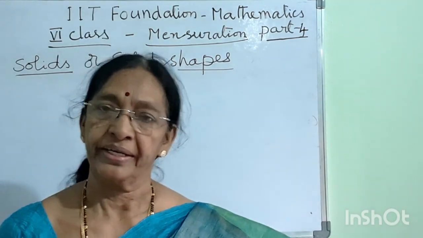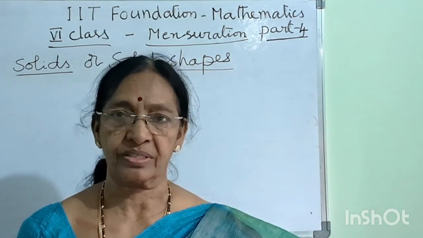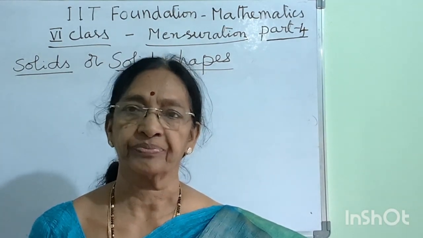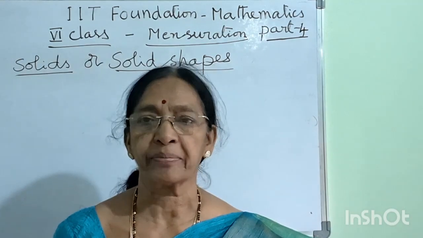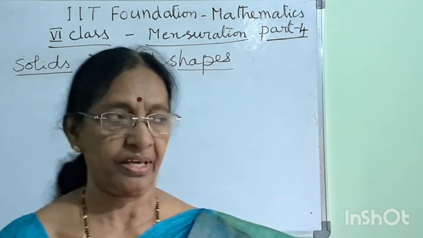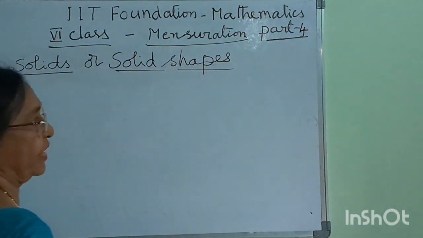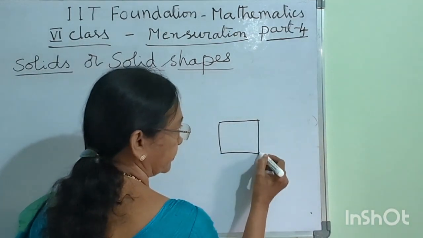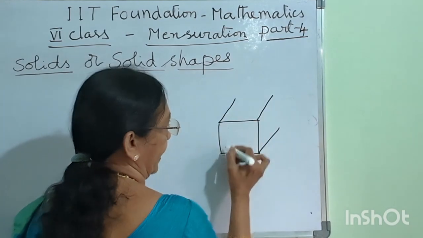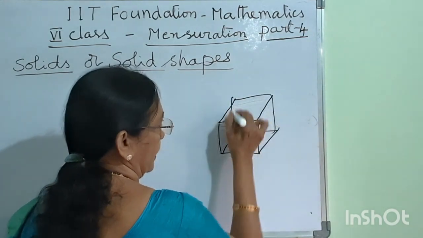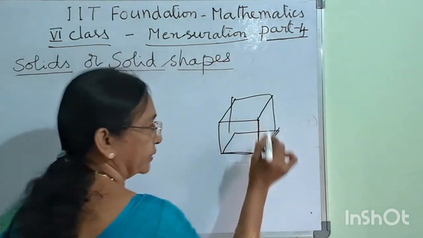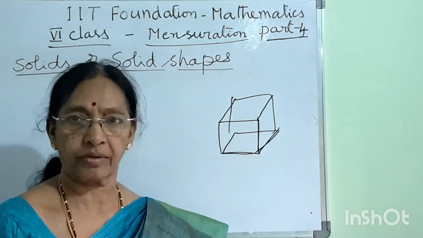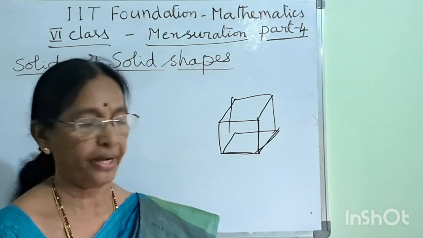For example, duster, matchbox, ice cream cone, etc. are three-dimensional figures, solid figures. They have three dimensions. For example, this is a cube. It has three dimensions like length, breadth, height. But here for a cube, all the three measurements are equal. Length is equal to breadth is equal to height.